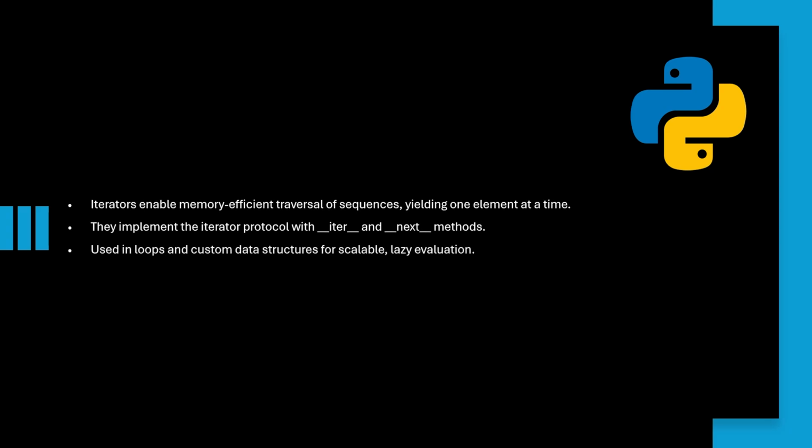They are used in loops and custom data structures for scalable, lazy evaluation, meaning they only compute values when needed rather than loading entire datasets into memory. This makes them incredibly powerful for real world applications such as processing massive files, like reading a multi gigabyte log file line by line, or traversing complex data structures like yielding nodes from a graph in a social network analysis tool. Let's start by building a custom square numbers iterator.